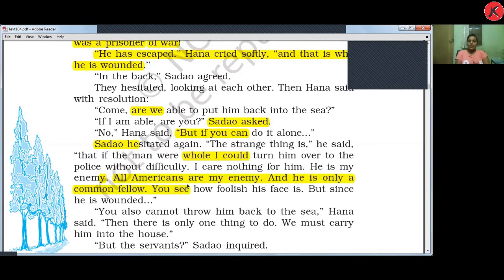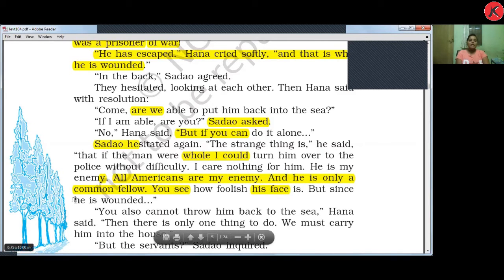All Americans are my enemy. He is only a common fellow. Okay. Right now he is just thinking that if he is not wounded, I give him to the police, as all Americans are my enemy. You see how foolish his face is.